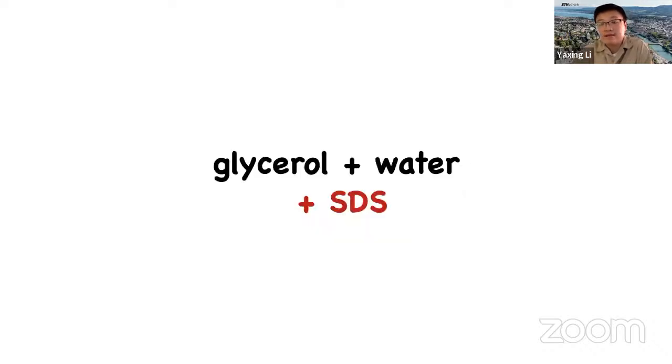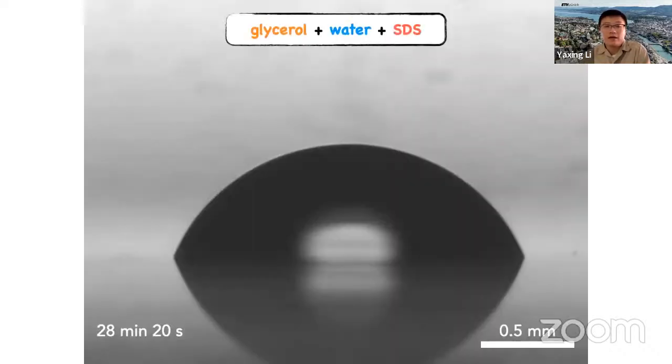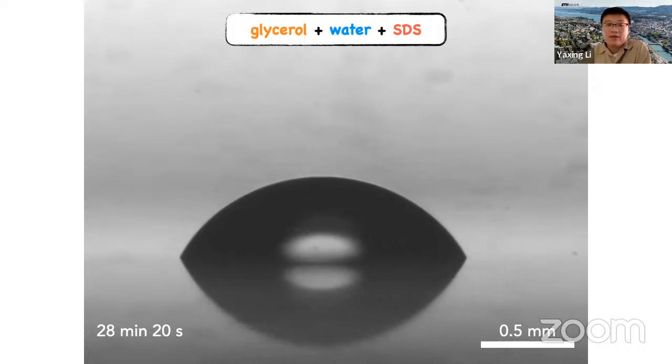And the last case I want to show you is we add SDS, the surfactant, into the glycerol and water binary system, which I just showed you before. And this combination of liquids is also very common in inkjet printing drops. And then we study this system. We let the droplet sit on the substrate and let it evaporate. And normally this small droplet with small Bond number always appears as a spherical shape. And then we let it evaporate.